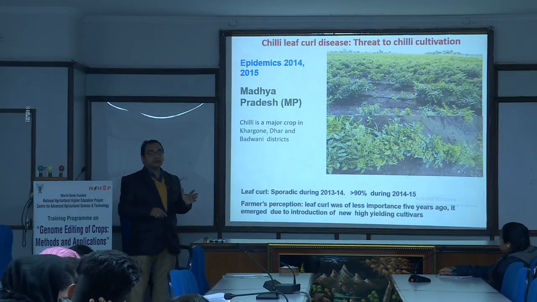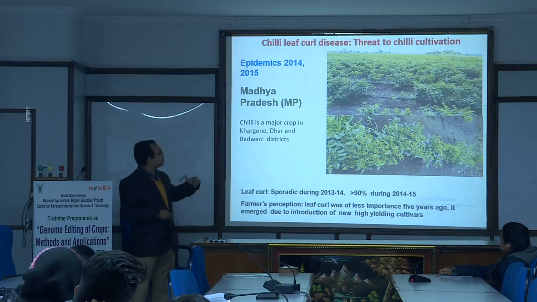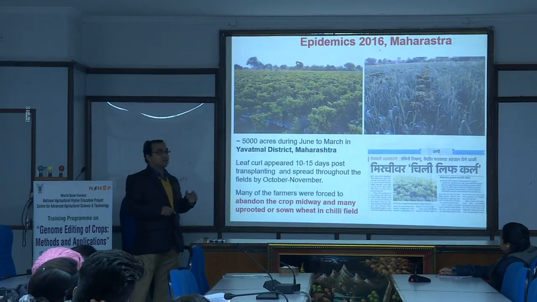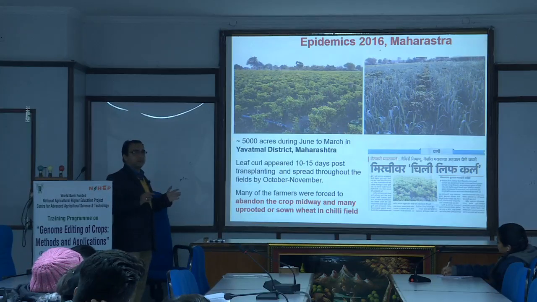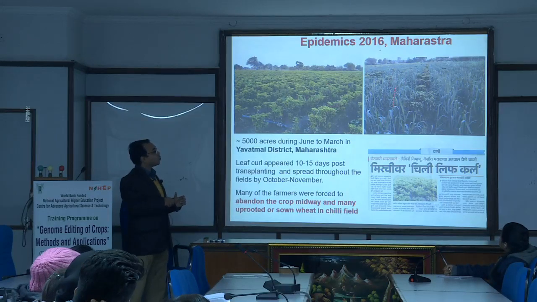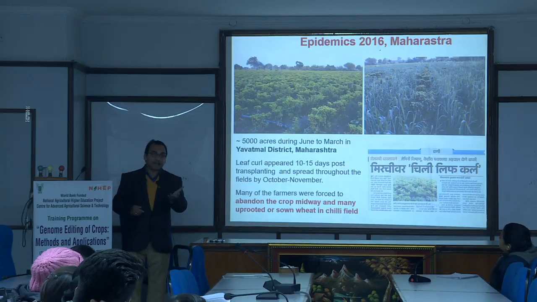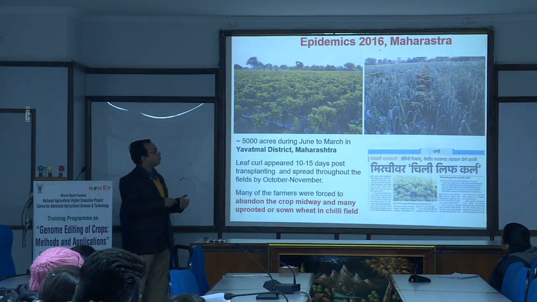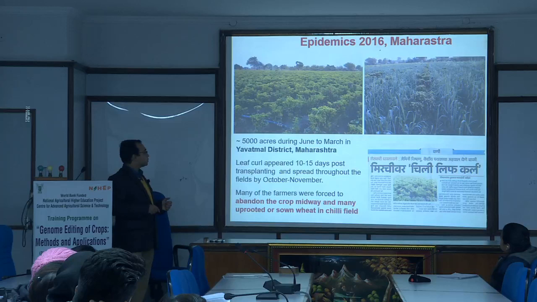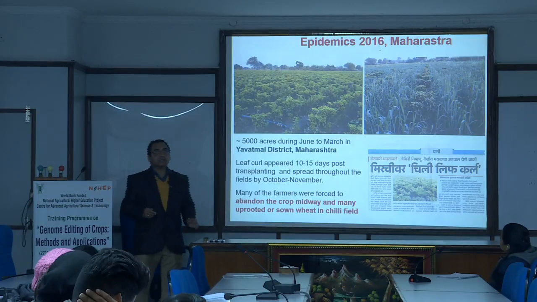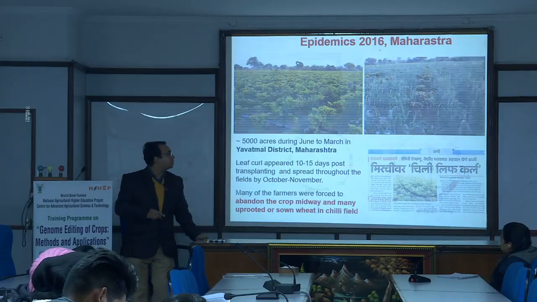But we observed that farmers are not getting a single rupee out of these huge acres of land. In 2016 in Maharashtra, you can see this is the condition, no chili production, and all the plants are infected with leaf curl, and farmers started sowing some other crops, so that from that same field they can get some remuneration. Within the chili crop they planted other crops. So it is hugely devastating, it came in the newspaper, and 5,000 acres of land from June to March in Yavatmal district of Maharashtra were affected. So, they abandoned the crop. So, this is the condition of chili leaf curl infection in farmers' fields.